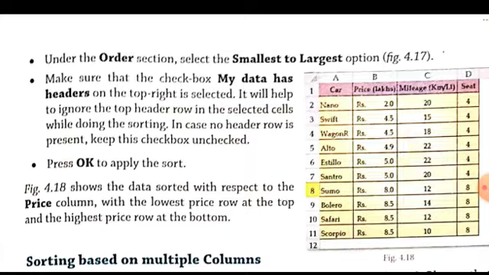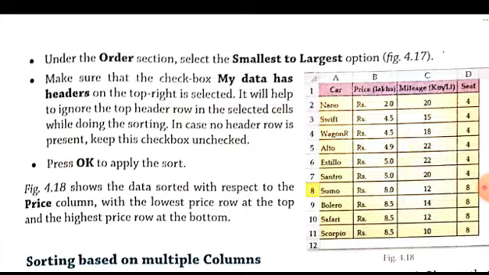Similarly, if you want to sort on the basis of the mileage or the seat capacity, we can do that also by using the custom sort. The custom sorting option offers us the facility to sort our rows with respect to the values in any column. We can sort them on the basis of the price column, and also any other column like the mileage and the seat capacity. So figure 4.18 shows the data sorted with respect to the price column.